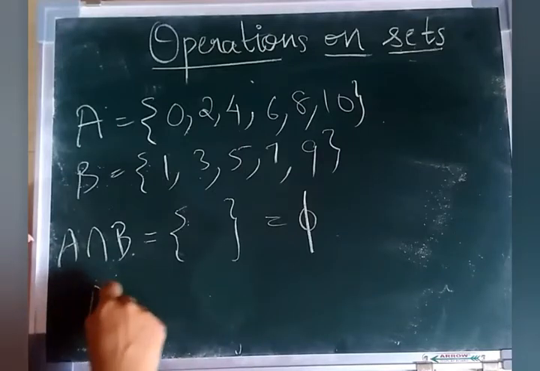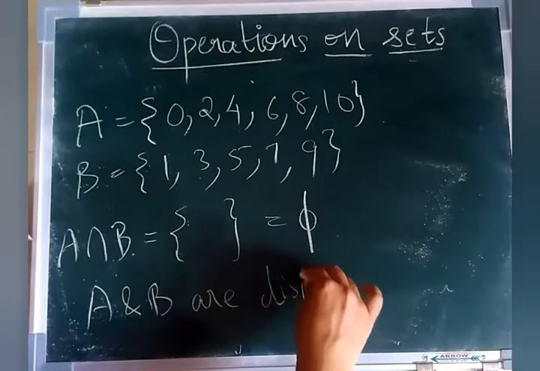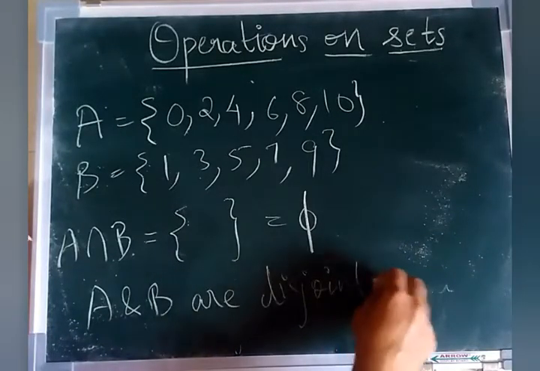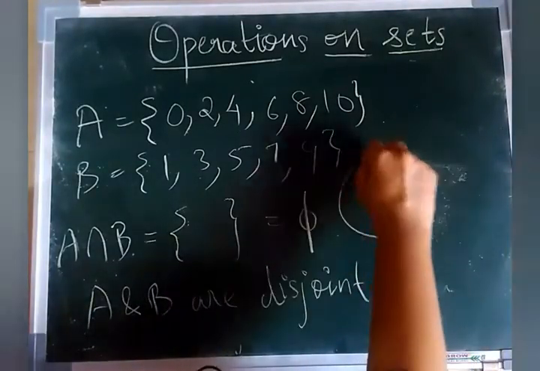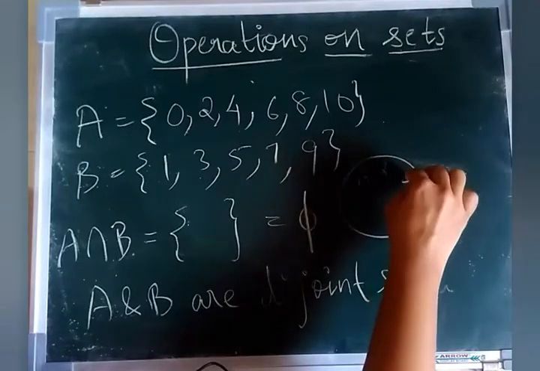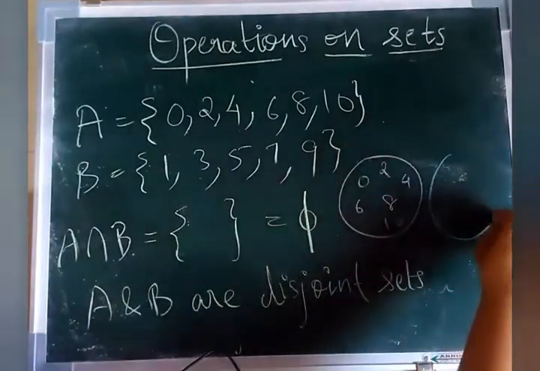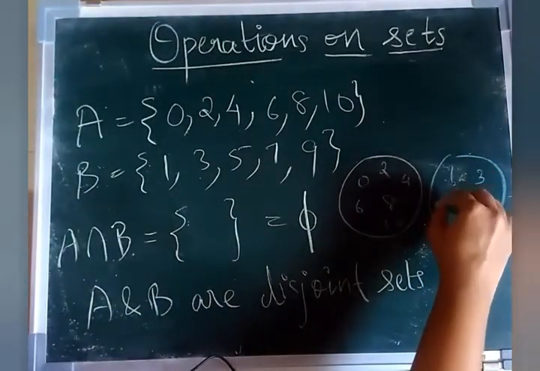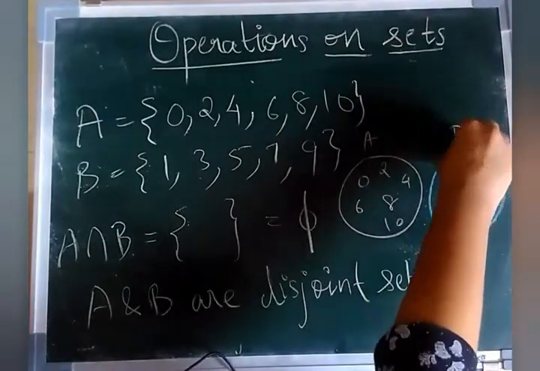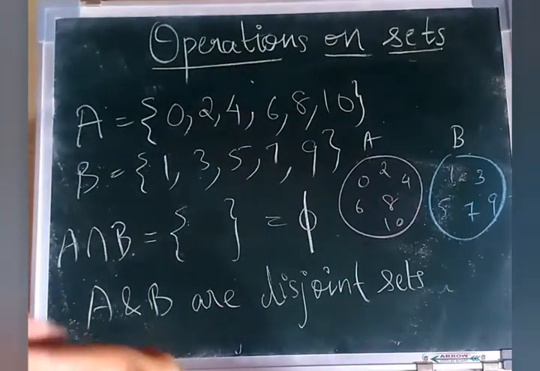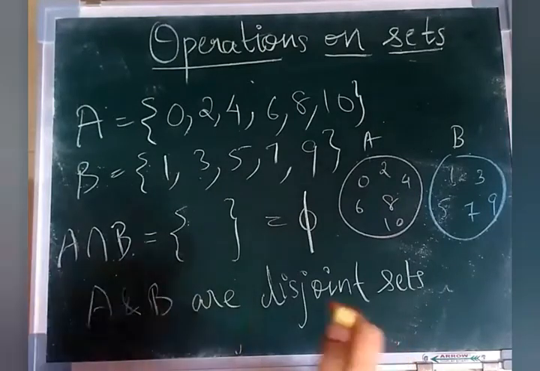So here A and B are disjoint sets, and using a Venn diagram, A will contain 0, 2, 4, 6, 8 and 10, and B will contain 1, 3, 5, 7 and 9. So this is A and this is B. No intersection. Two different circles. Okay. Now what is the next topic?